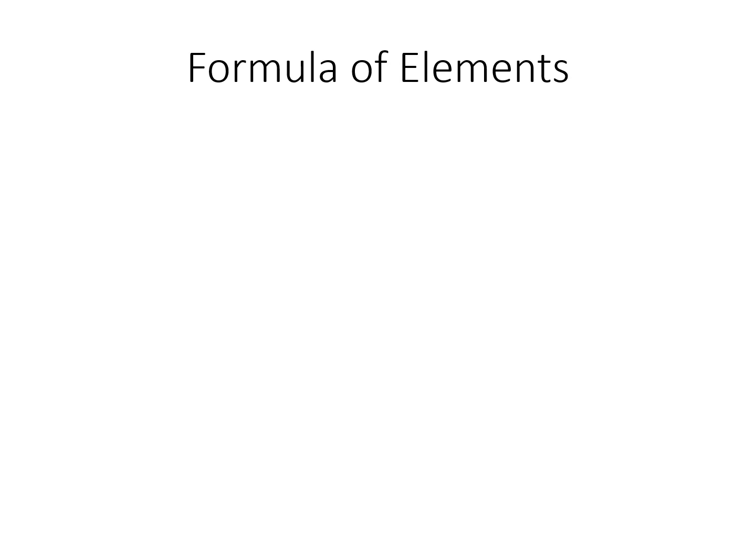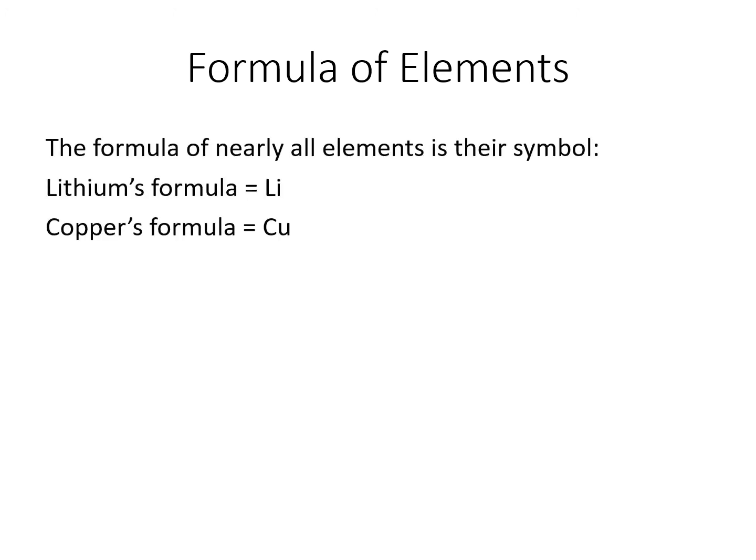So we're going to look at the formula of elements first, because they're fairly straightforward to do. Thankfully for us, most of the formula of elements is just simply their symbol. So lithium's formula is Li, copper's formula is Cu, and so on and so on and so on. Now what that doesn't mean is that in lithium we have 1 atom of lithium, or in copper we have 1 atom of copper.